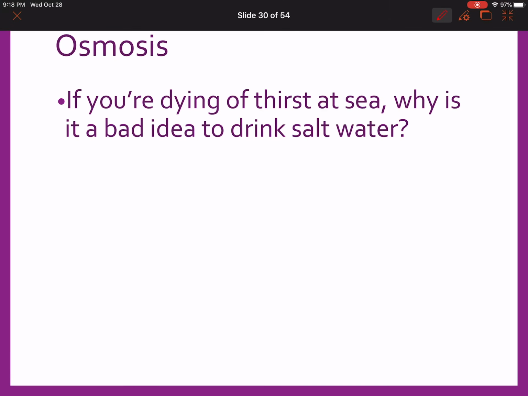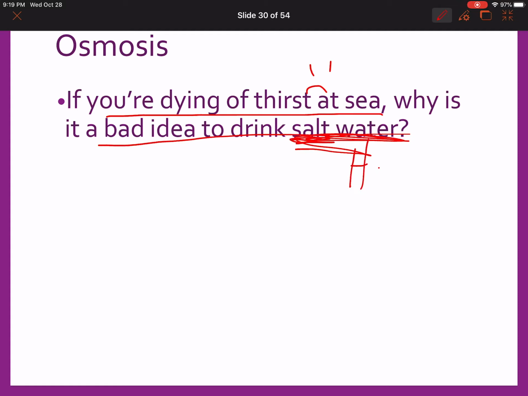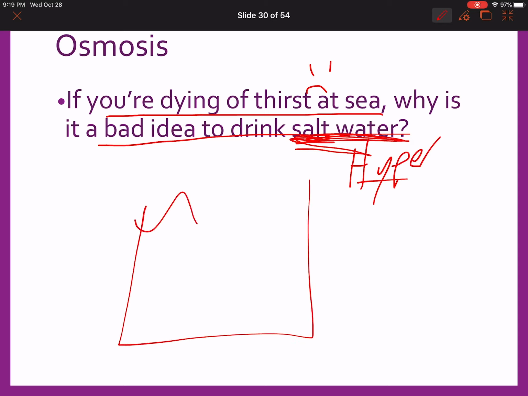Okay, a couple of ideas just to get you thinking. Possible test questions. If you're dying of thirst at sea, okay, that's a bad idea. But why would drinking salt water make it worse? So first off, salt water. Hyper, hypo, or iso? Hypertonic. Okay, hypertonic.